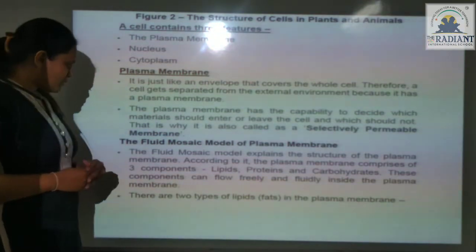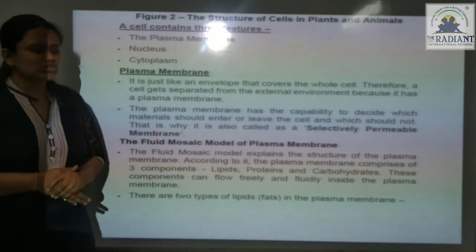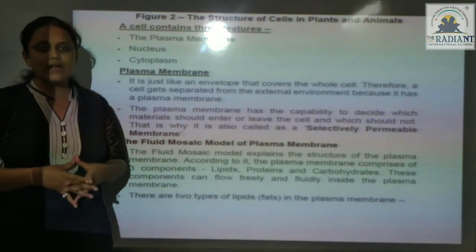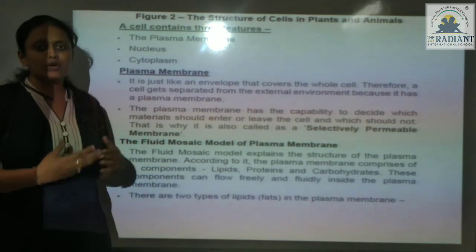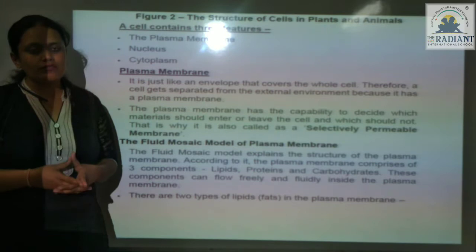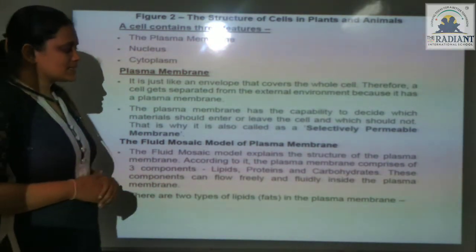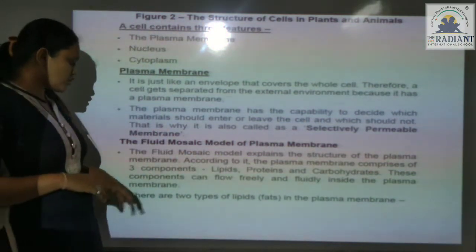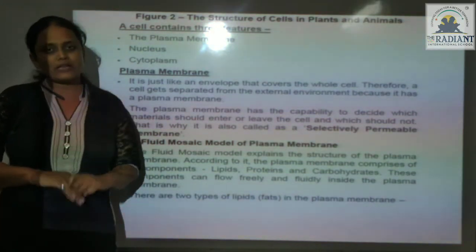Now we will see a model of the plasma membrane, which is known as the fluid mosaic model, made by the scientists Singer and Nicholson. They gave us this model for a better understanding of the plasma membrane, how it is made up and how it functions. So here you can see the fluid mosaic model explains the structure of the plasma membrane. According to it, the plasma membrane comprises three components. Number one is lipid, number two is protein, and number three is carbohydrate.